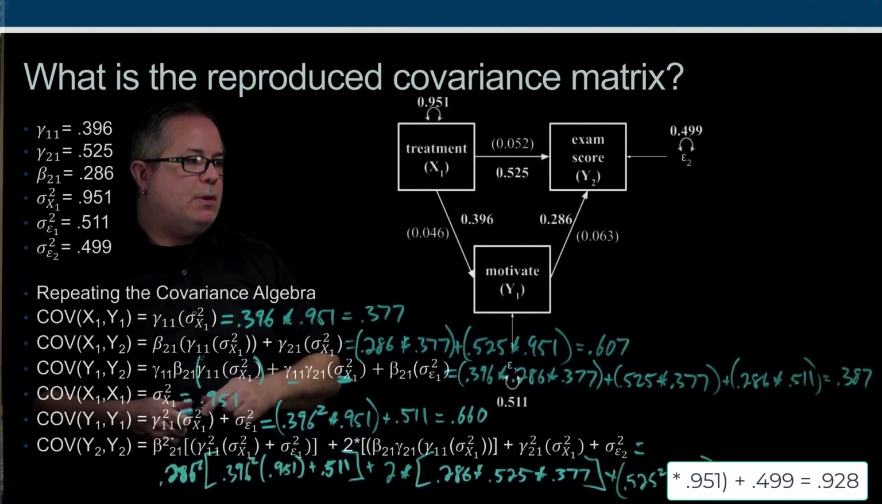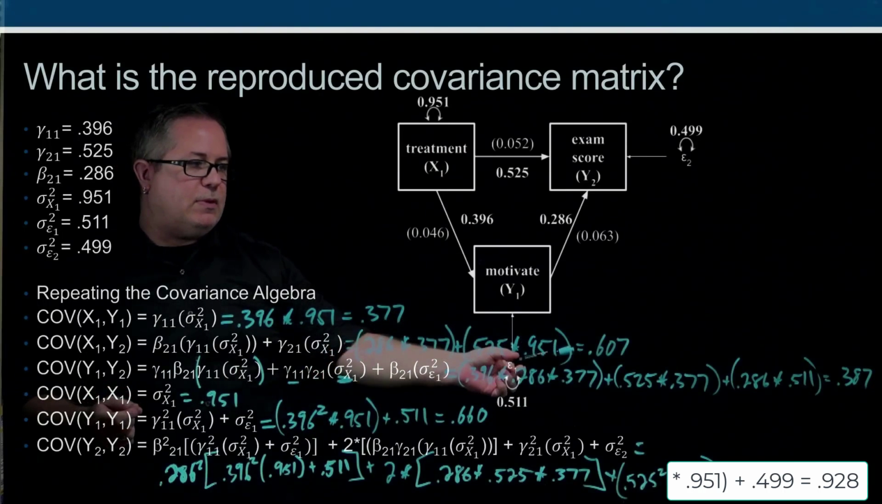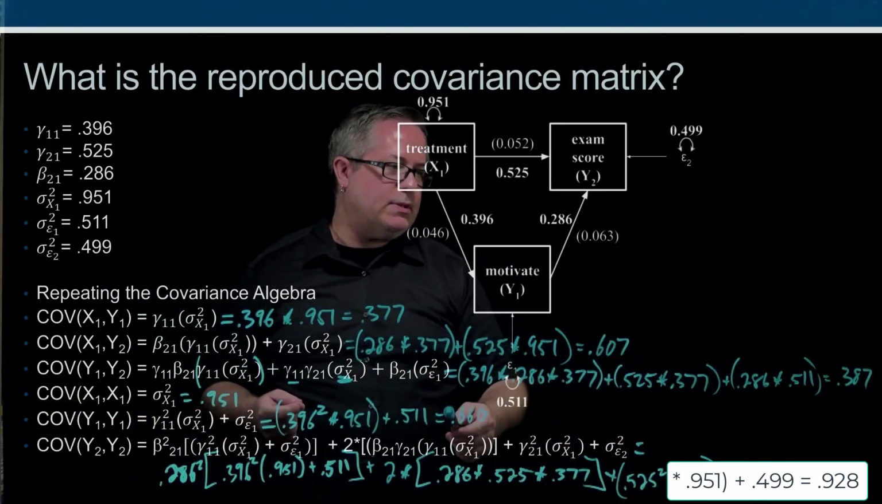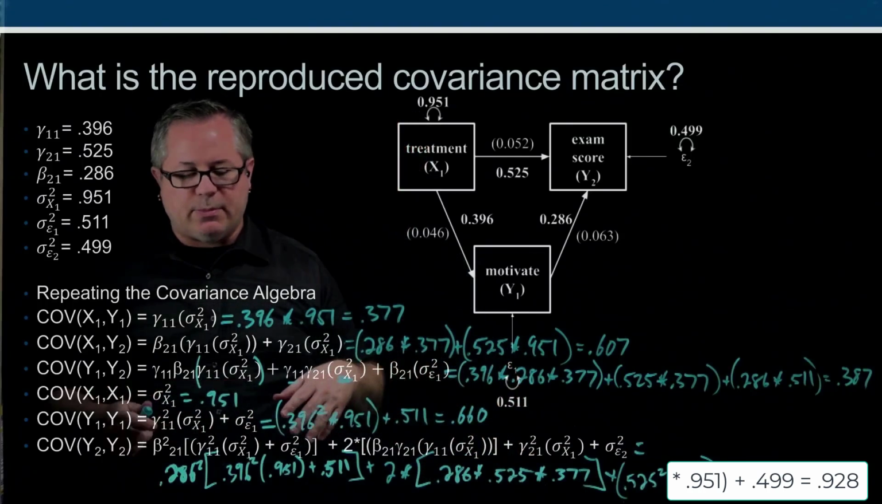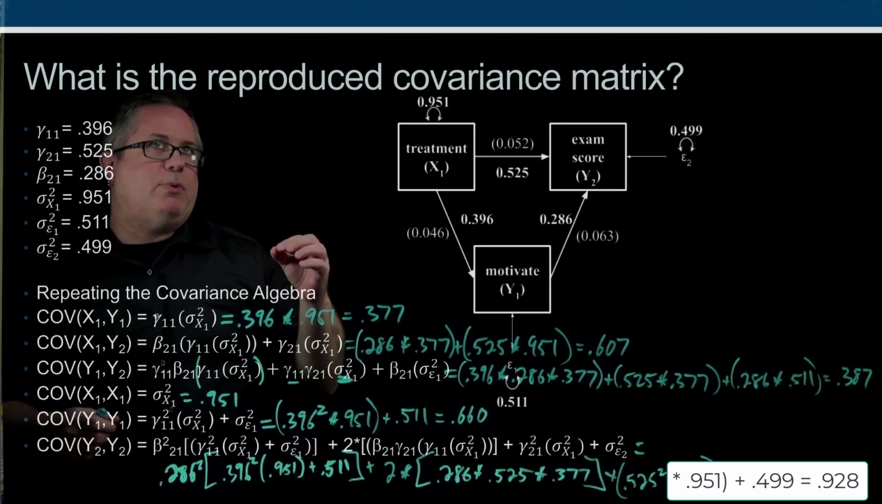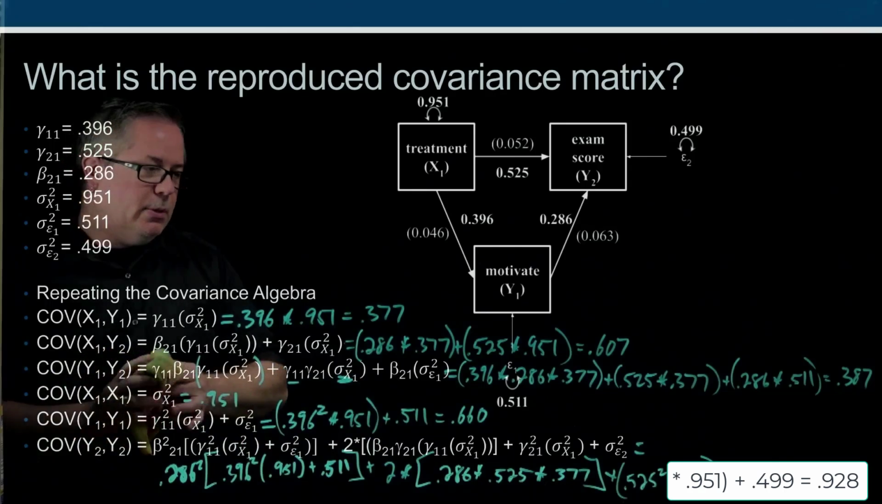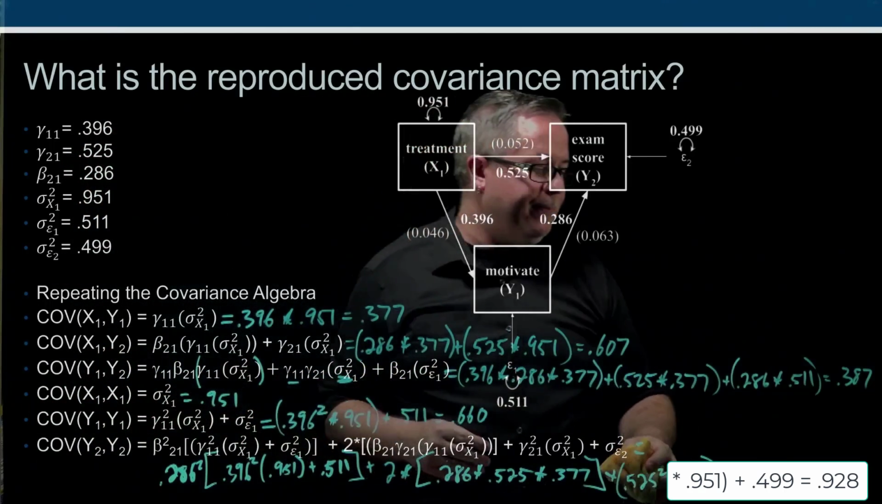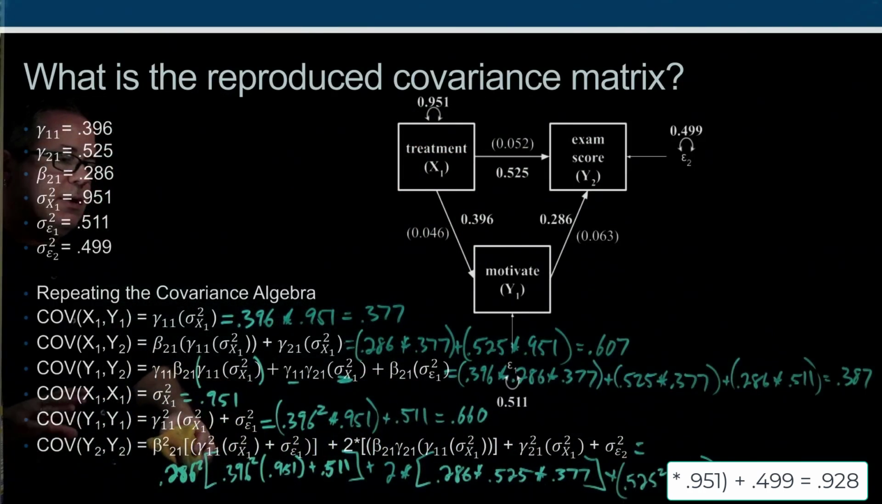Okay. So we're able to reproduce all the parts: 0.377, 0.607, 0.387, 0.660, and then 0.928. All 6 of those components have been reproduced. Now, it should be reproduced perfectly, exactly the same. I'll show you in the next slide, but I'll give you a second if you're writing this down or still trying to go through this, since all this is reproduced in the next slide.